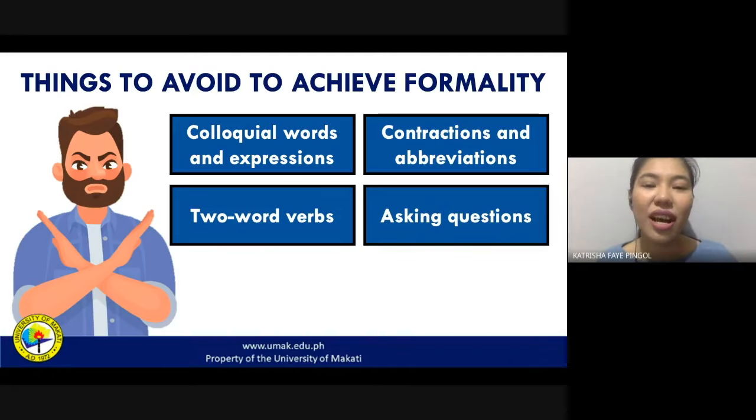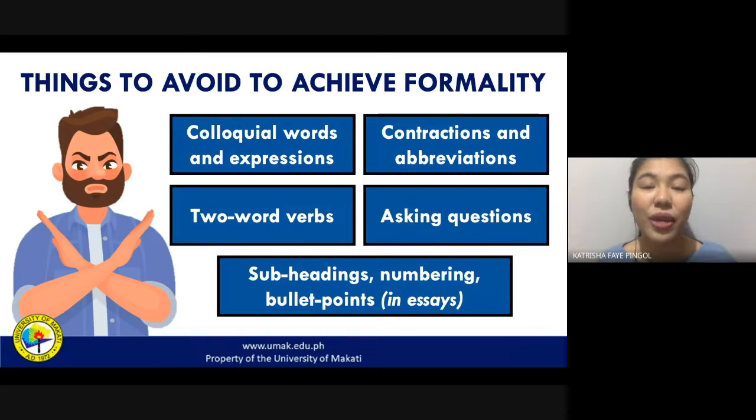Next is avoid asking questions. In order for you to achieve formality, try to state your statements in a declarative format. An example of this is whenever you state your sentences in this particular manner: It is raining outside, isn't it? So try to remove the phrase "isn't it" towards the end of the sentence and reconstruct your sentence in a more fitting or more formal manner.